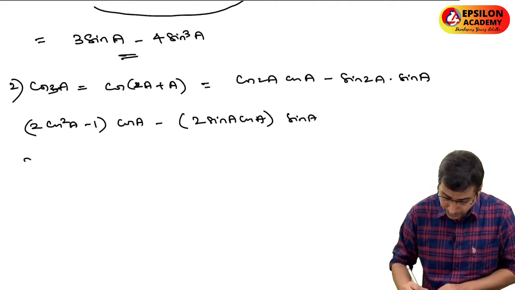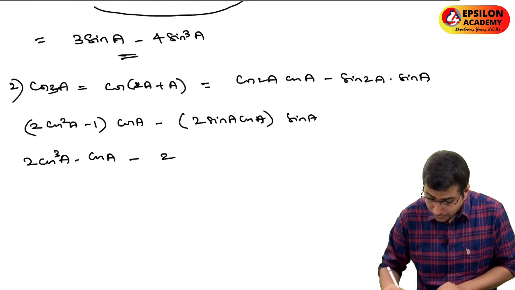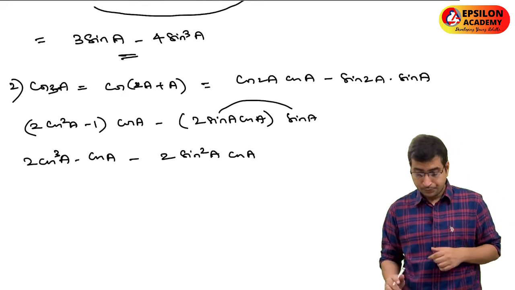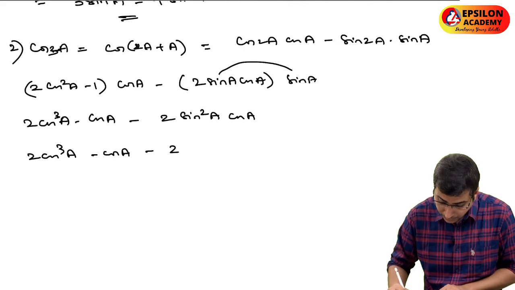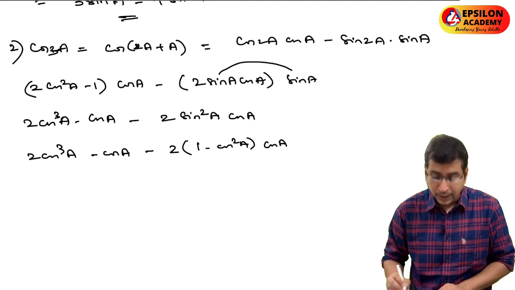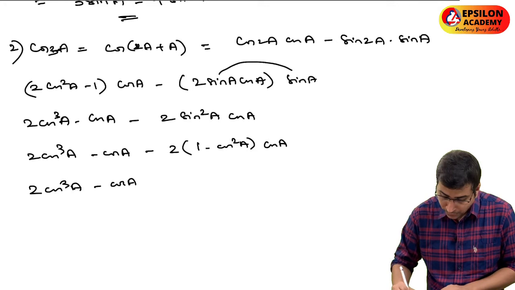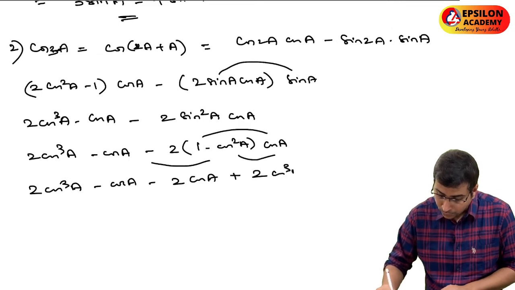So 2 cos square a into cos a is 2 cos cube a, minus 1 into cos a is going to give us cos a, minus 2 into sine a into sine a is sine square a into cos a, right? So this is 2 cos cube a minus cos a minus 2 into sine square a, which can be written as 1 minus cos square a, and you have a cos a outside, right? So this will give us 2 cos cube a minus cos a minus 2 into 1 into cos a is cos a, minus of minus is plus cos square a into cos a is cos cube a.